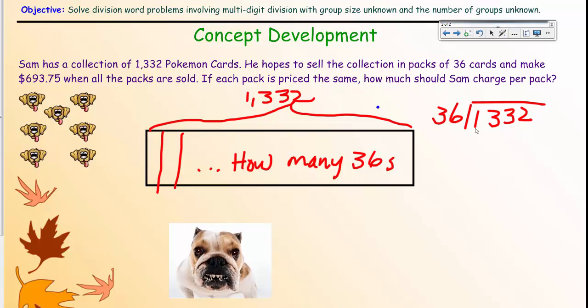Now looking at this, 3 goes into 13, right? 3, 6, 9, 12, about 4 times. I'm going to try 4. I'm going to do that over here.